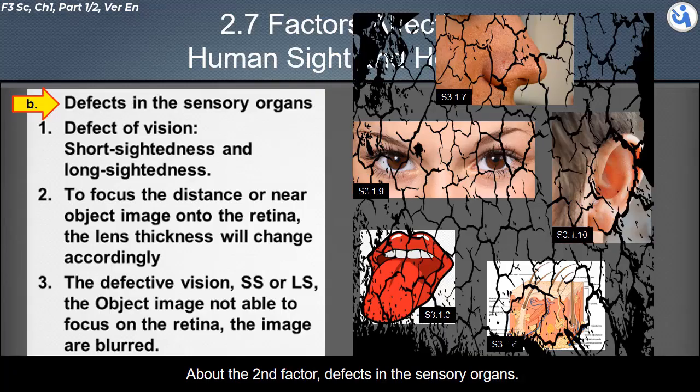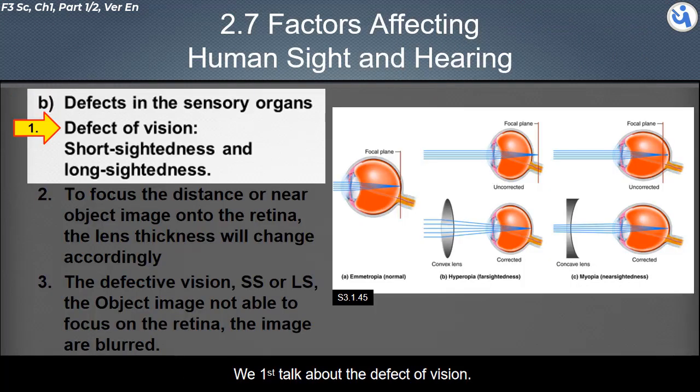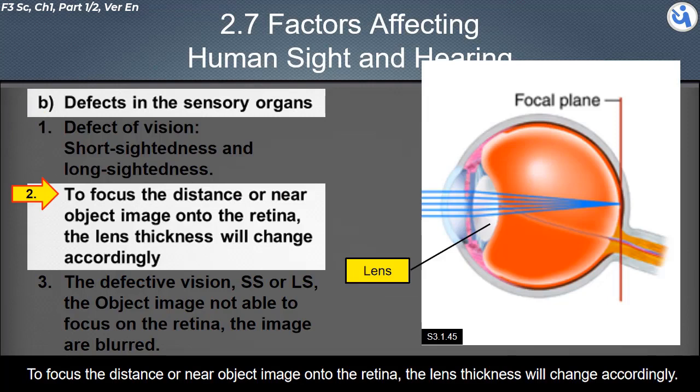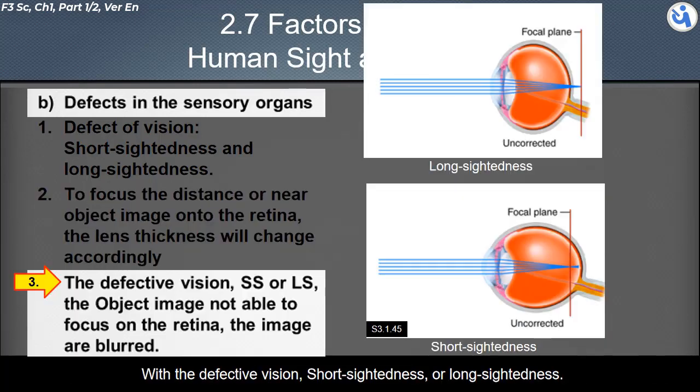About the second factor, defects in the sensory organs. We first talk about the defects of vision. Short-sightedness and long-sightedness are defects of vision. To focus a distant or near object's image onto the retina, the lens thickness will change accordingly. With defective vision, short-sightedness or long-sightedness, the object image is not able to focus on the retina, and the image is blurred. Let's further discuss short-sightedness and long-sightedness.